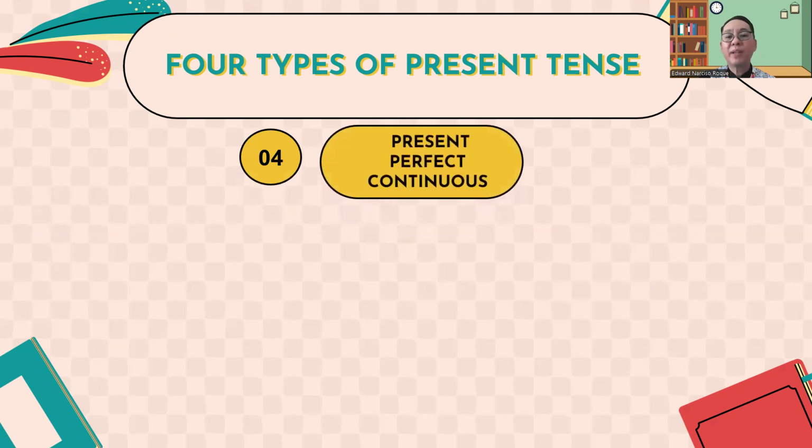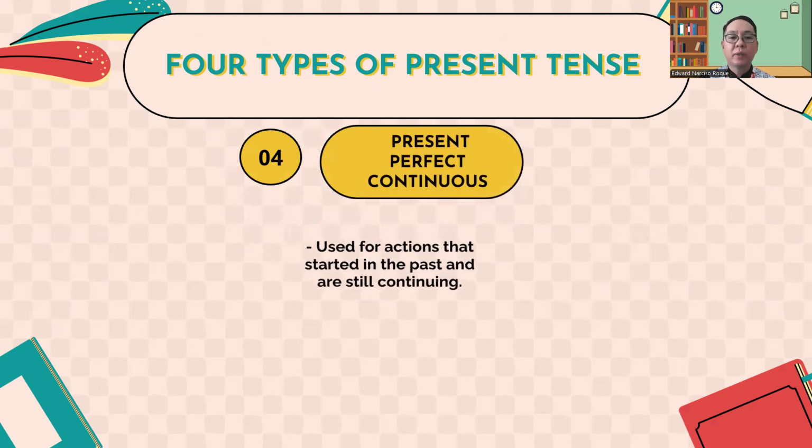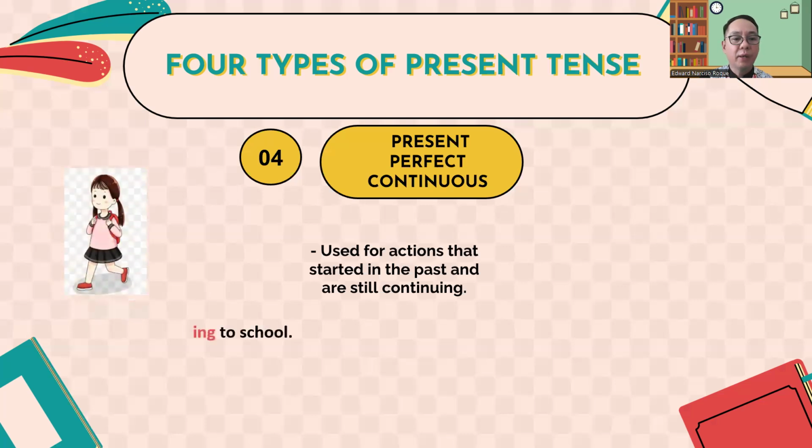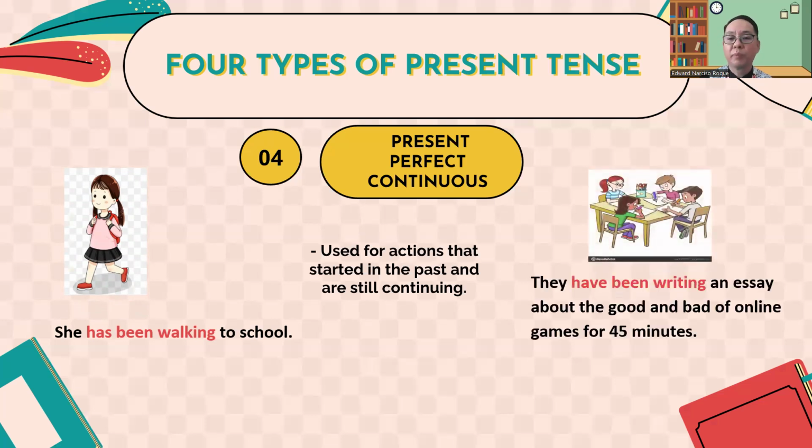And the last one is the present perfect continuous. The present perfect continuous is used for actions that started in the past and are still continuing. For example, she has been walking to school. The structure is has or have plus been plus the verb ing. She has been walking to school. They have been writing an essay about the good and bad of online games for 45 minutes.